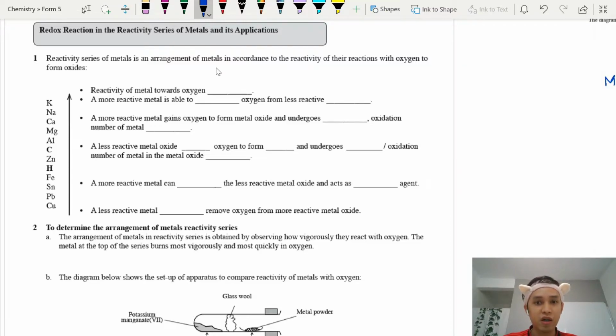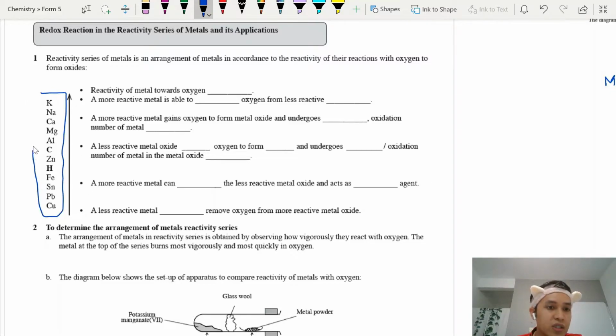I try to make it as concise as possible, but at the same time, it will be enough for you to know how to solve your questions, or to understand what is going on here. Basically, about the reactivity series of metals, the most common questions ask you to arrange the metals. Before you go for your exam, you actually need to remember your reactivity series here.